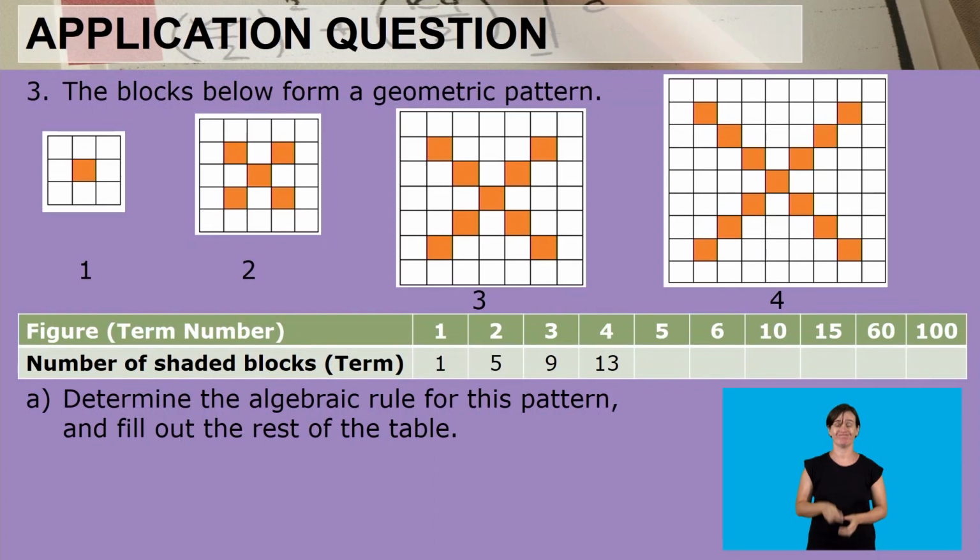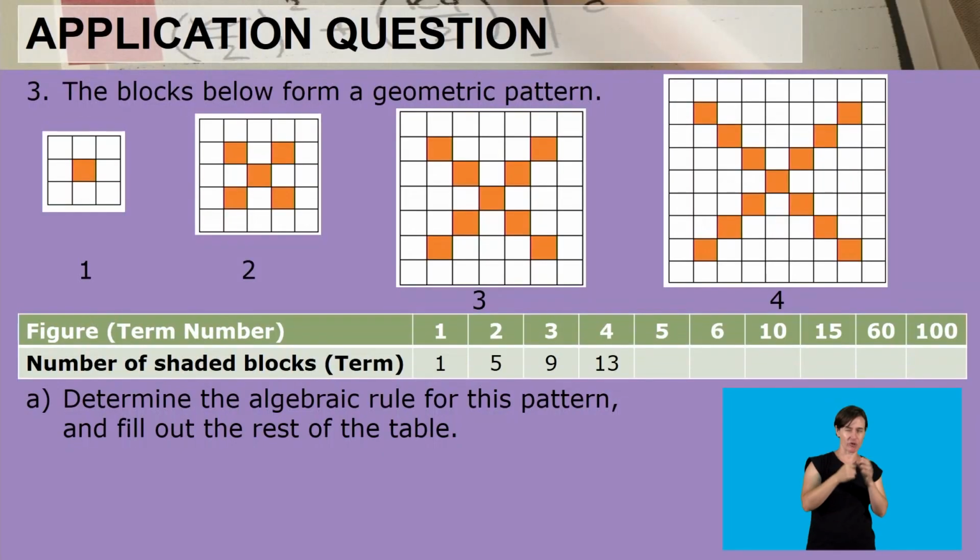Now moving on to our last application question. Remember those blocks that we were shading in? Well, here is the pattern again, and of course we already shaded in that 4th block there. So our table is already filled out with the first 4 blocks. Now let's determine the algebraic rule for this pattern, and then we are going to fill out the rest of the table. As we remember, we had only 1 block in the first figure, and of course we are looking at those shaded blocks. Then we had 5 blocks in the next figure, and we had 9 blocks in the next figure.